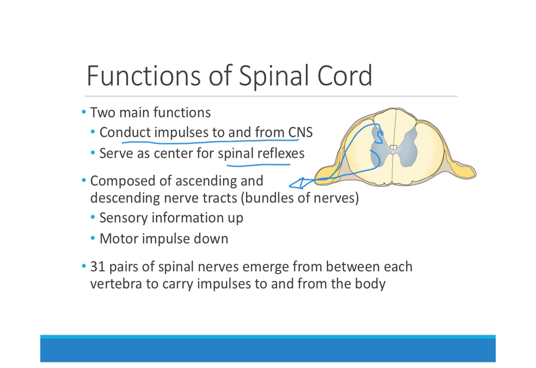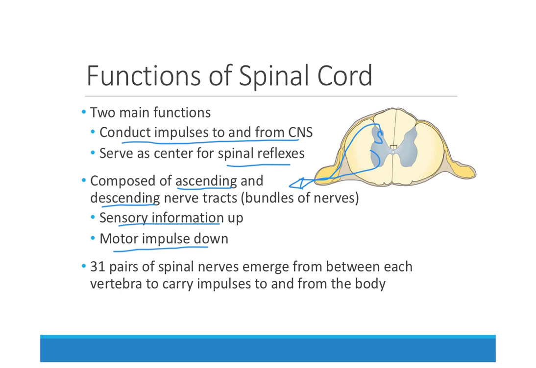They catch us when we start to fall, or keep our hands, or remove our hands quickly from a very hot surface or a very painful situation. Your spinal cord has both going up, or ascending, and coming back down, descending, nerve tracts, which are basically bundles of nerves. Sensory information is moving up, and then the motor impulse is coming down to muscles and glands.